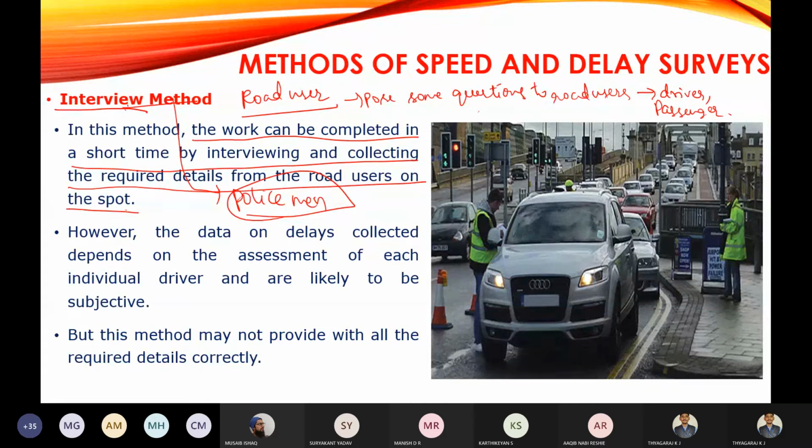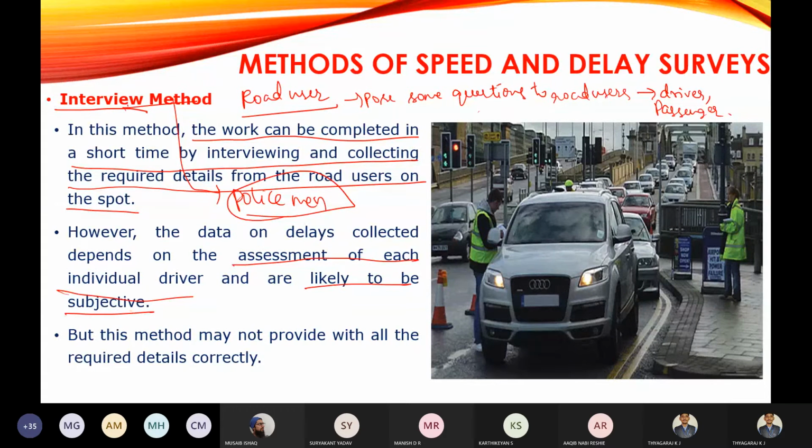So you will be stopping the vehicle on the road itself, and you will be interviewing the road users, that is the driver and passenger. However, the data on delays collected depends on the assessment of each individual driver, and is likely to be subjective.